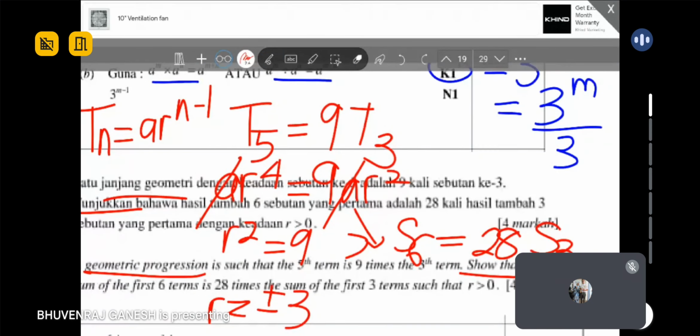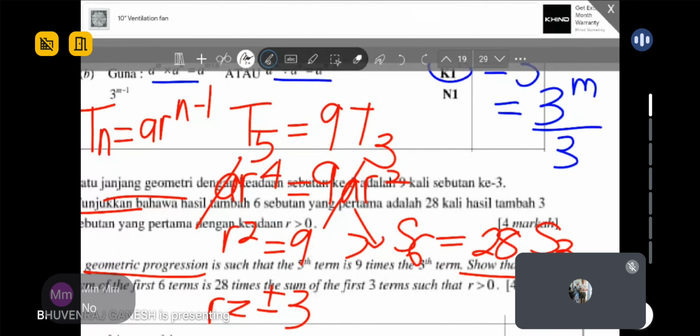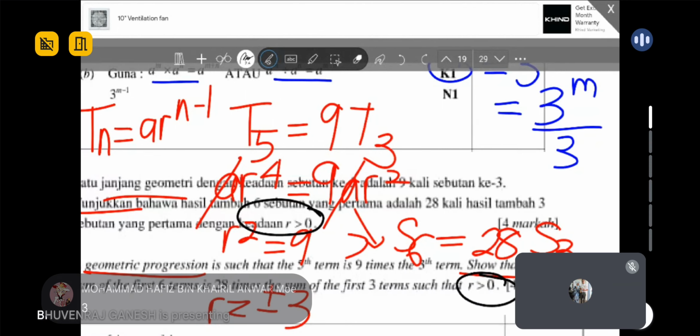But guys, do I accept both values? Adakah saya terima dua-dua nilai R? Positive dan negatif? Yes or no? Okay, no. So which value do I accept? Nilai mana saya kena terima? 3 atau negatif 3? Yes. Okay, because the question already say R is greater than 0. Means R is a positive value. R kena nilai positif.